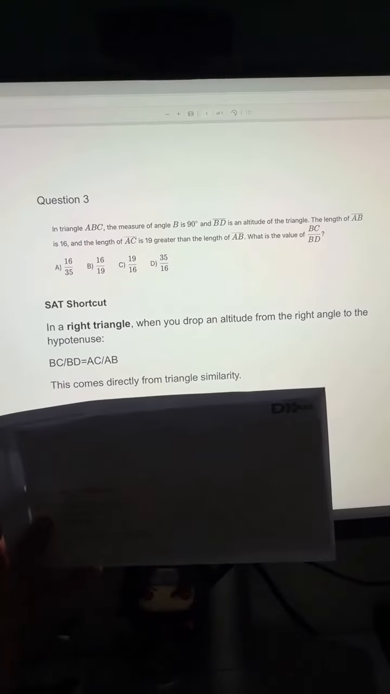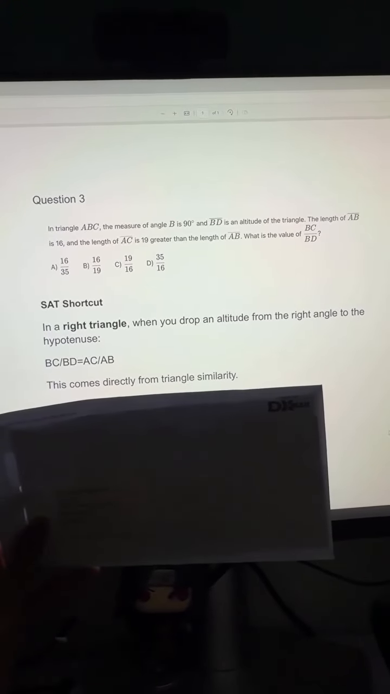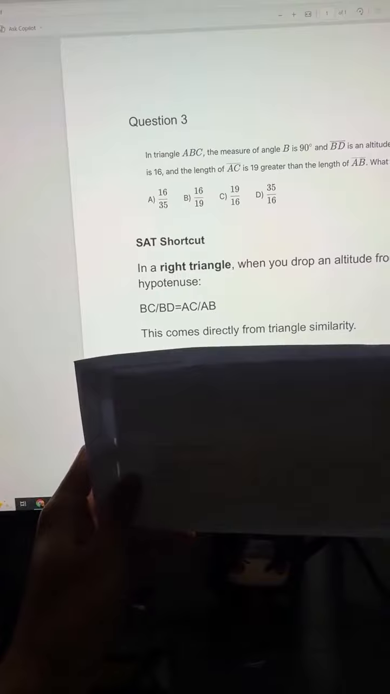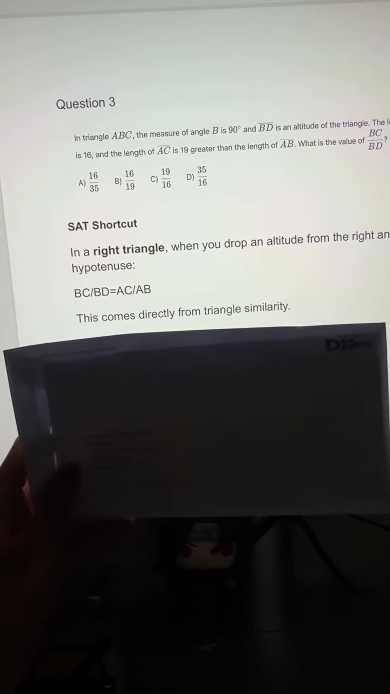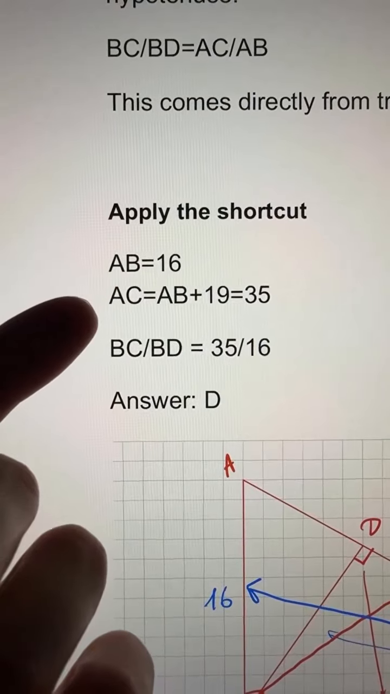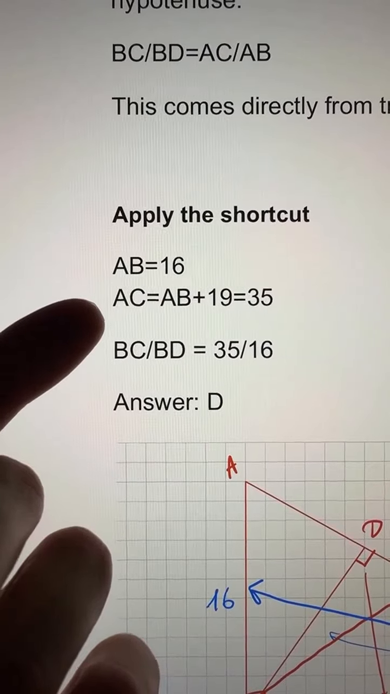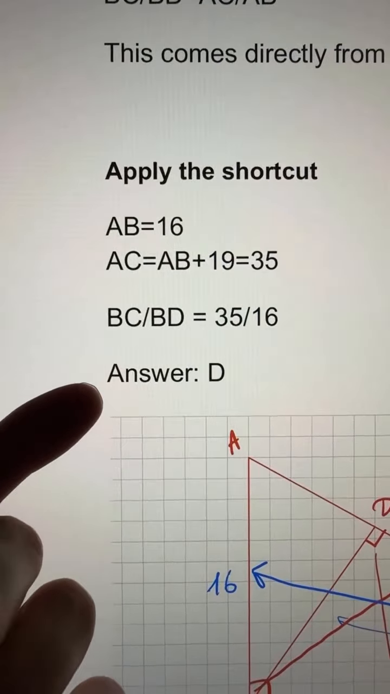Now, you need to remember that in a right triangle, when you drop an altitude from the right angle to the hypotenuse, we get BC over BD equals AC over AB. This comes directly from triangle similarity. So with that in mind, we just need to apply the shortcut. AB equals 16, AC equals AB plus 19 equals 35. That means that BC over BD equals 35 over 16, which brings us to the answer D.